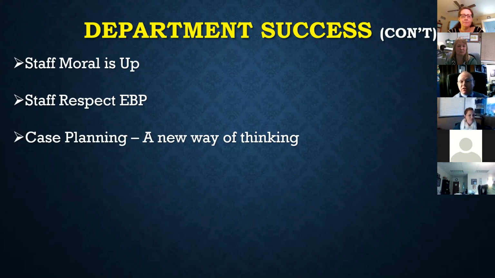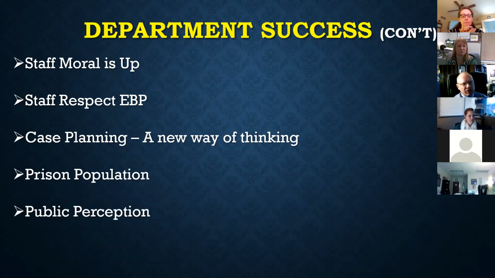Case planning, again, it's a new way of thinking. We used to just do a regular supervision plan, i.e. get in for curfew at such and such time, maintain the job, and pay your fines. That was it. But now we have a more comprehensive risk reduction approach. Prison population has gone down.